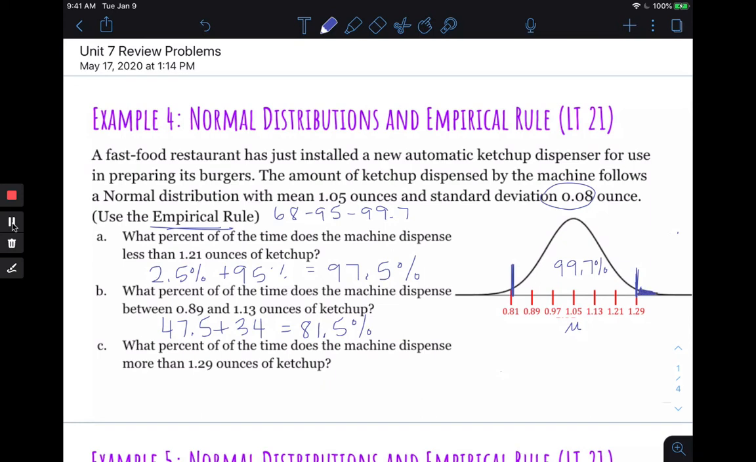just that little tail above. So if I take 99.7 and I subtract that from 100%, I get 0.3%. And then if I divide that by 2, so I could get these two tails, it's 0.15% in each tail. So that means just this tail above 1.29 is 0.15%.